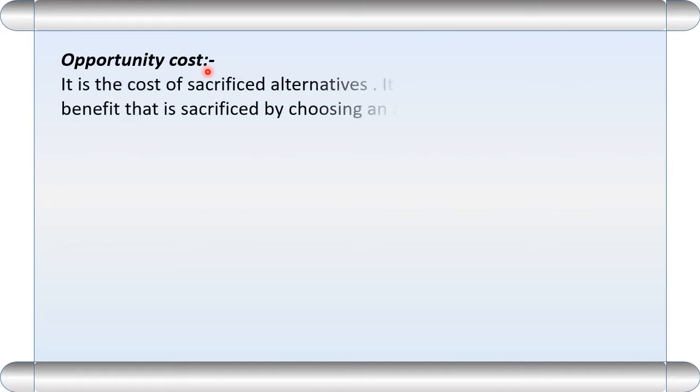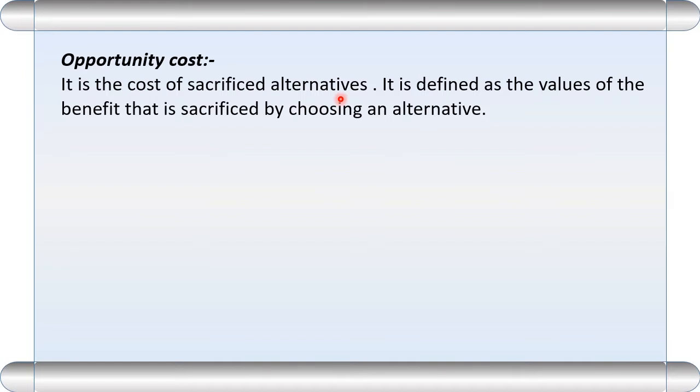Let's discuss the opportunity cost. Listen, the meaning of the opportunity cost is the next best alternative cost. What it means? It means it is the cost of the sacrificed alternative. Just to do things, everybody has alternatives. In order to select one alternative, it is almost certain that the person will sacrifice the other alternative. So it is defined as the value of benefits that is sacrificed by choosing the alternative.